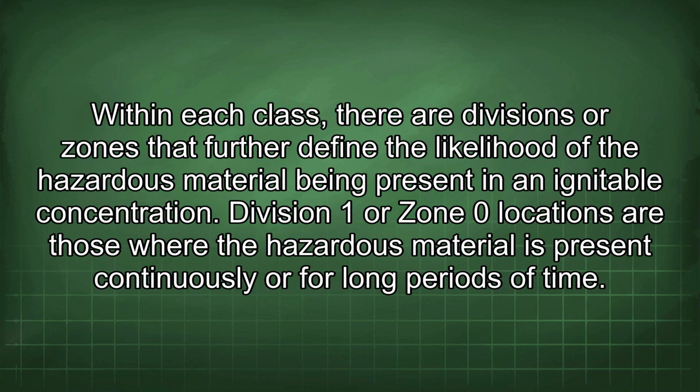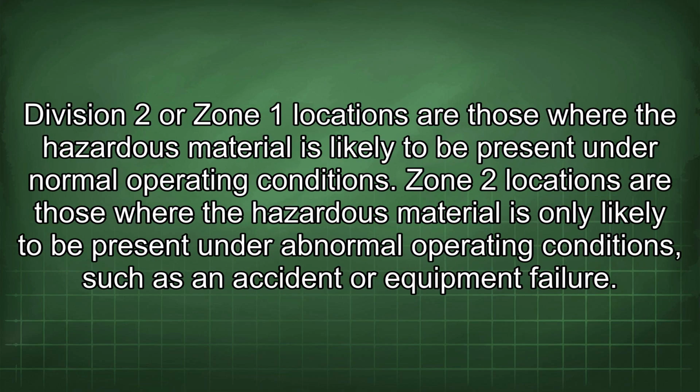Within each class, there are divisions or zones that further define the likelihood of the hazardous material being present in an ignitable concentration. Division 1 or Zone 0 locations are those where the hazardous material is present continuously or for long periods of time. Division 2 or Zone 1 locations are those where the hazardous material is likely to be present under normal operating conditions. Zone 2 locations are those where the hazardous material is only likely to be present under abnormal operating conditions such as an accident or equipment failure.